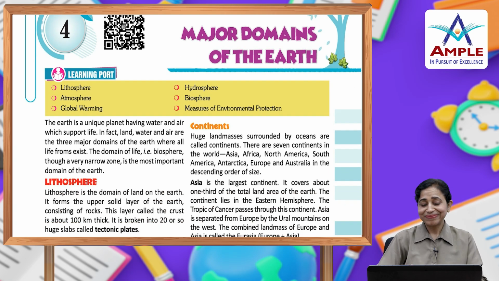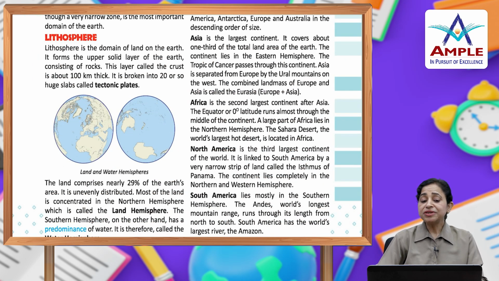of the earth. Lithosphere is the domain of land on the earth, and it forms the upper solid layer of the earth consisting of rocks. This layer called the crust is about 100 km thick, and it is broken into 20 or so huge slabs called tectonic plates. Underline कर लीजिए प्लीज़, ये आपको इम्पोर्टेंट लाइन जो है आपको हेल्प करेगी आपको आंसर करने में क्वेश्चंस के. Now let's read about some more information about this.